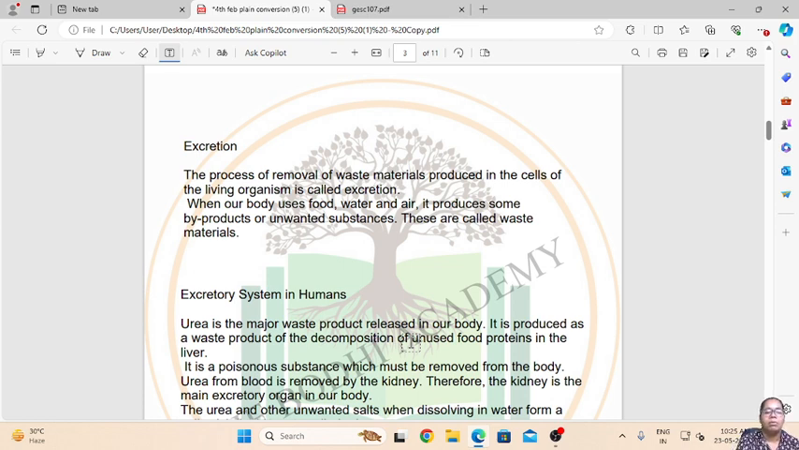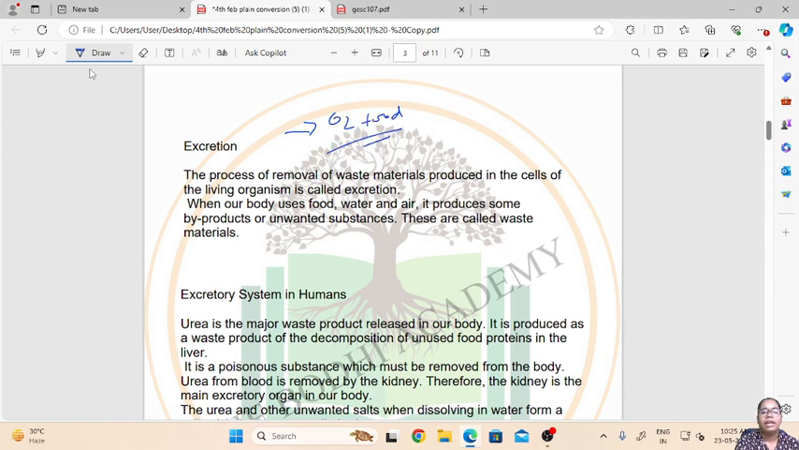Whenever our body prepares something, we take in oxygen, we take in food, we take in water, and with the help of these our body prepares food. Our body undergoes various processes. After those processes, whatever waste material is formed needs to be thrown out of our body, and this is done through excretion. So the process of removal of waste materials from the cells of the living organism is called excretion.